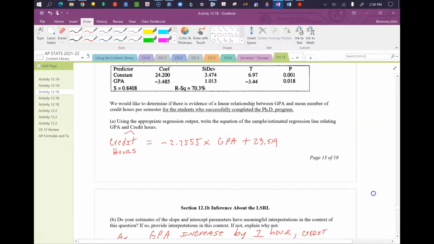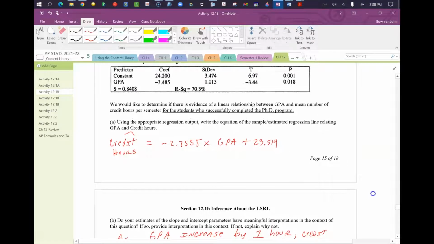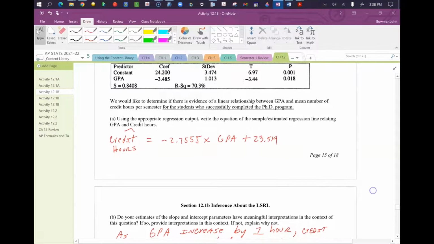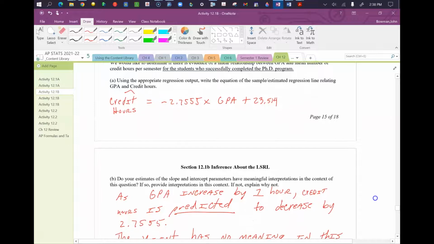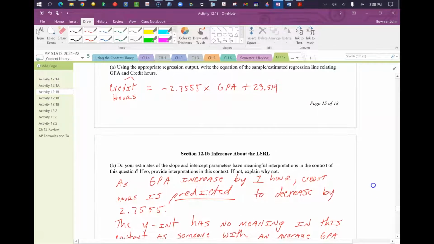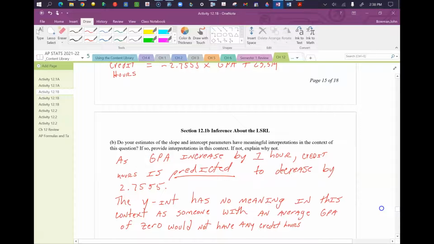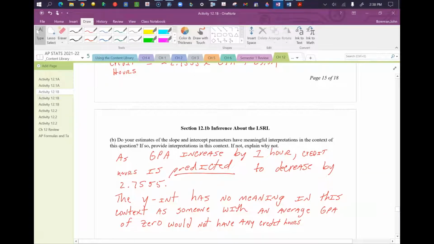In the second part, do your estimates of the slope and the intercept parameter have meaningful interpretations in the context of this question? If so, provide interpretations. As GPA increases by 1, credit hours are predicted to decrease by 2.755. And the y-intercept would say somebody with a 0 GPA, so it makes no sense in this particular context.